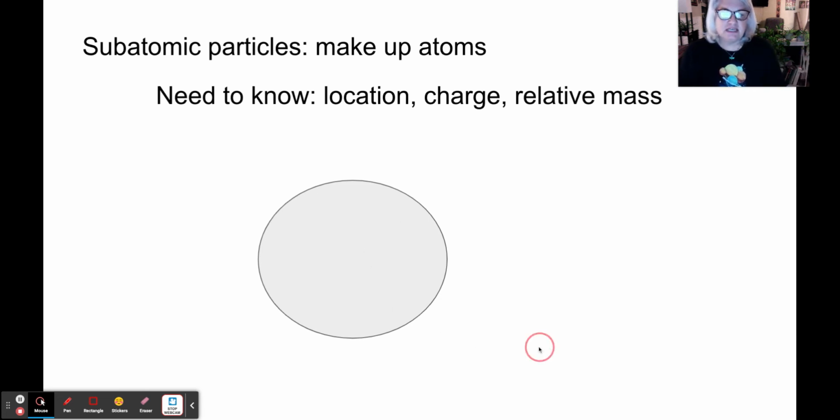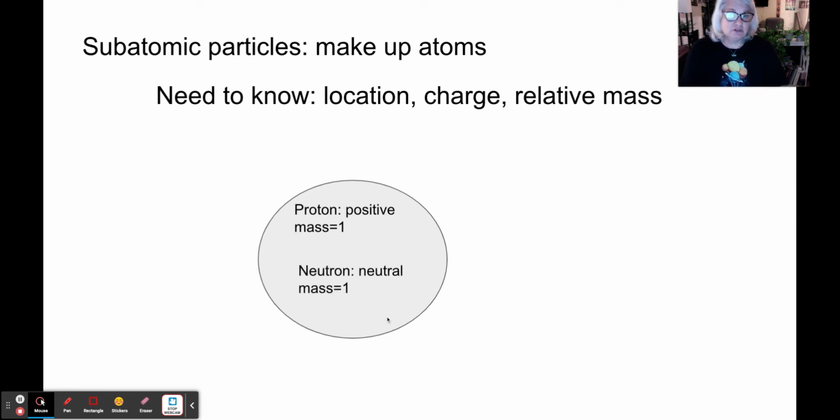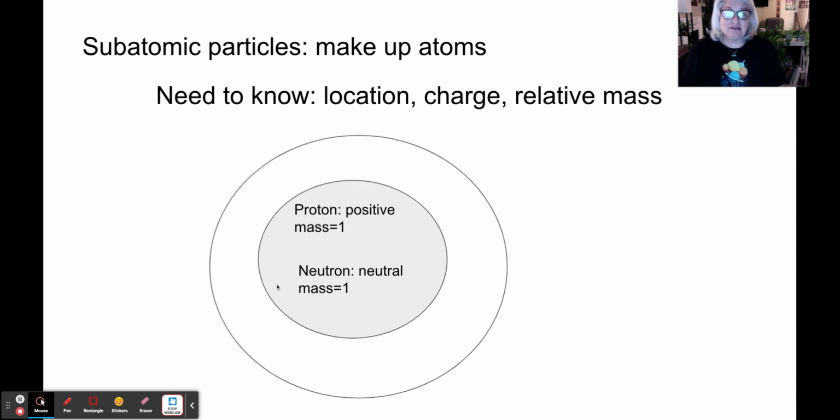So here's our nucleus again. And inside the nucleus, we have something called a proton. These are positive and they have a mass. We're just going to call it a relative mass of 1. So every time you see a proton, it has a mass of 1 and it's found in the nucleus and it is positive. In the nucleus, we also have neutrons. These are neutral. So that's pretty easy to remember. Positive proton, pp, and then neutron, neutral. Those are pretty easy. And the mass of the neutron is 1. So all of the mass of an atom is actually found in the nucleus.